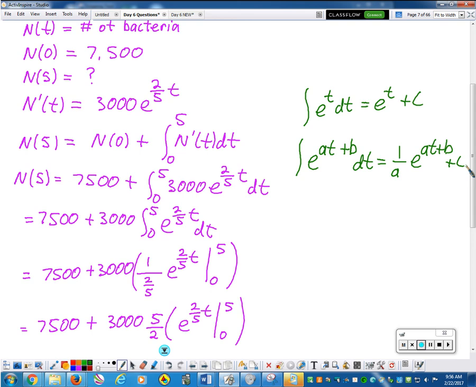A is the 2/5 because it's the coefficient multiplying the t. And what's the B? It's just 0. Because if I put a plus 0, does that change anything? No, so it's really AT plus 0, so I have to use this. Okay. Does that help? Yeah. Good, take it for grading.